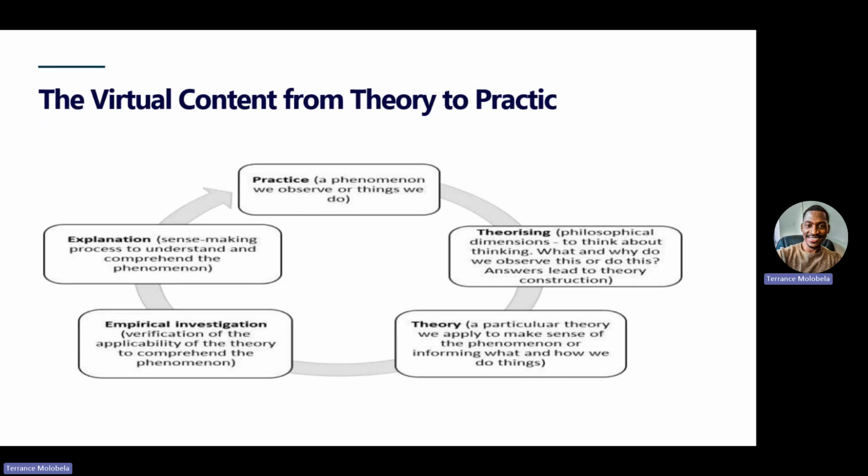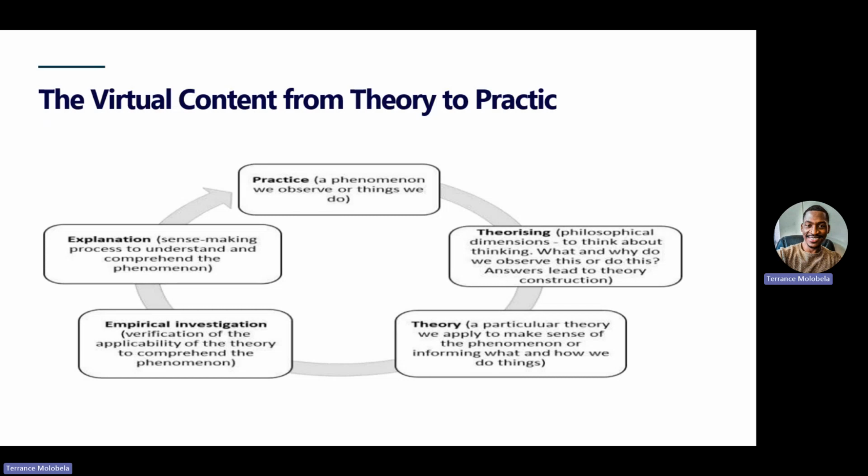And then practice. What is practice? Practice is a phenomenon we observe or the things that we do. That is called practice. In other words, public administration can be a theory, I'm just giving an example. And then when you practice it, you are practicing that theory, what you've been taught and so forth. And then explanation: it is a sense-making process to understand and comprehend the phenomenon. In other words, you need to explain what kind of theory it is and what it's all about.